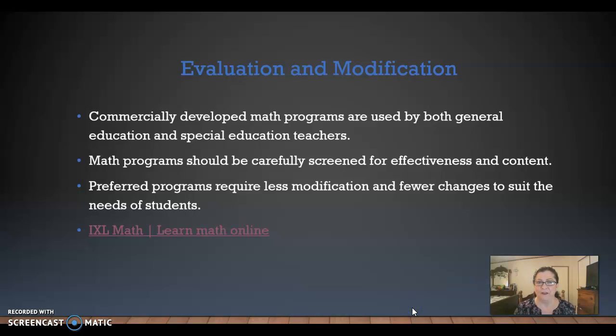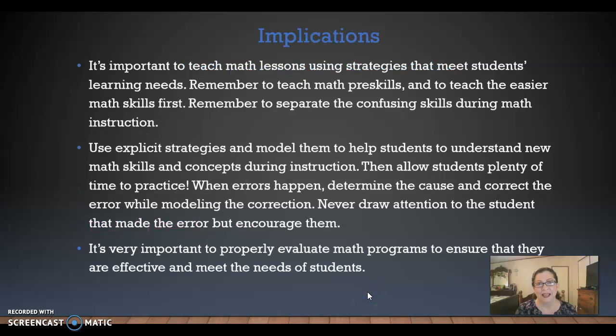But yeah, I do find that when we're working in the iExcel program, that I often have to show him how to do the problem and repeatedly until he can do it himself. So we're getting lots of practice with instruction and mathematics. And here are the implications that I have for teachers.